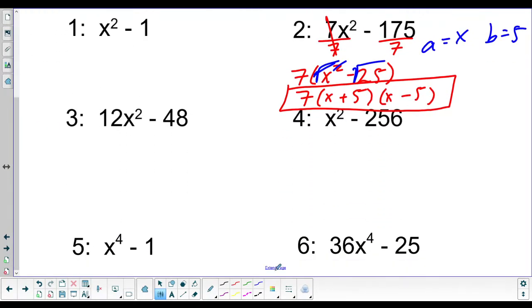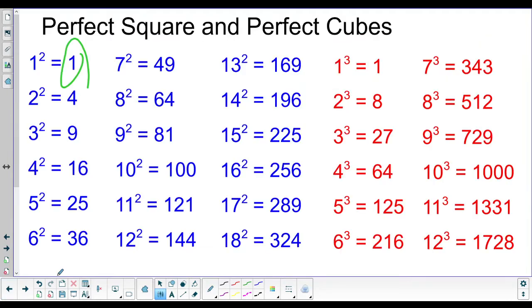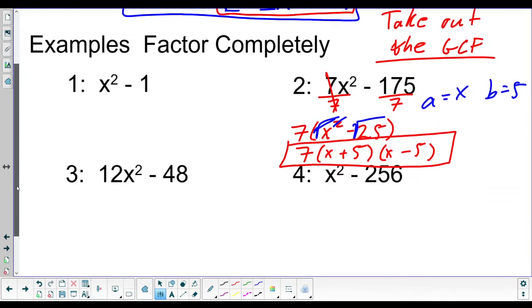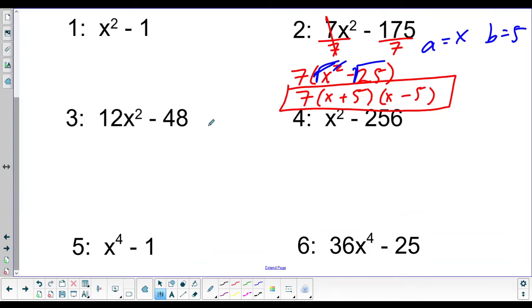All right. I've got a total of 6 of these examples for you, and then we'll go talk about cubes, which are a little bit trickier. Again, 12 and 48 are not perfect squares. They're not on this list here. So that's a hint that we can take out a GCF. It's 12. So let's take out 12. 12 goes in front. So we have x squared minus 4. Now these are perfect squares. We can take a square root.